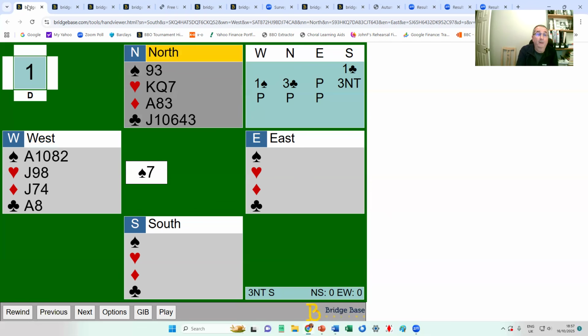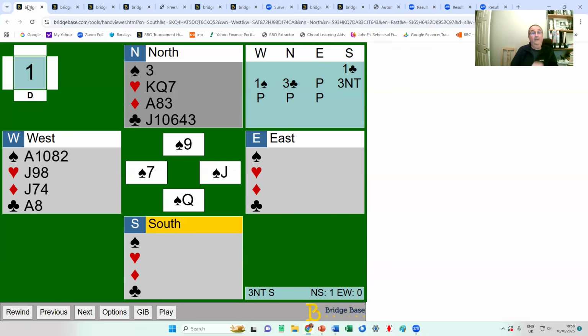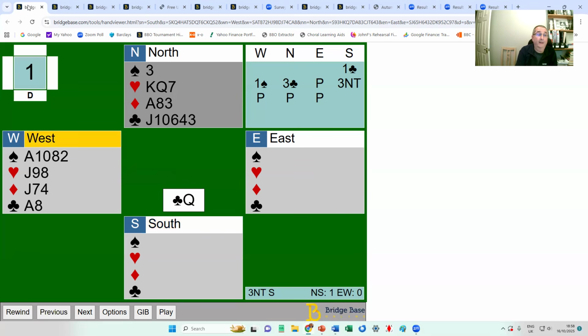Down comes dummy, the three. Your partner plays the jack, and declarer wins this trick with the queen. And this is a very good moment for you to think about the spades and who's got the remaining high spades. And declarer then switches to a club. And let's suppose you go straight up with the ace of clubs on this one, and win this first trick.